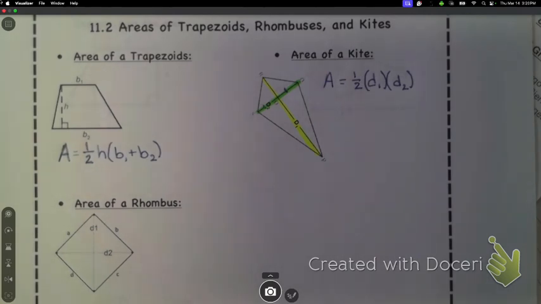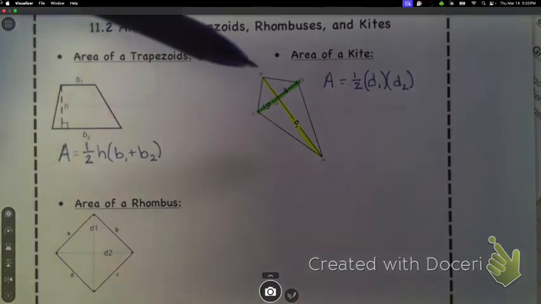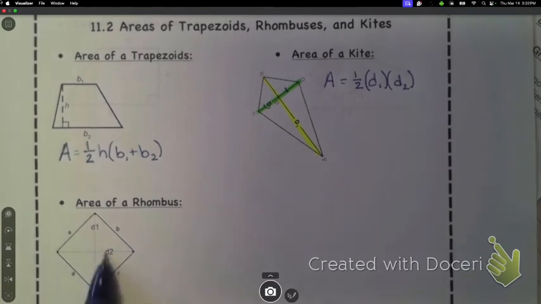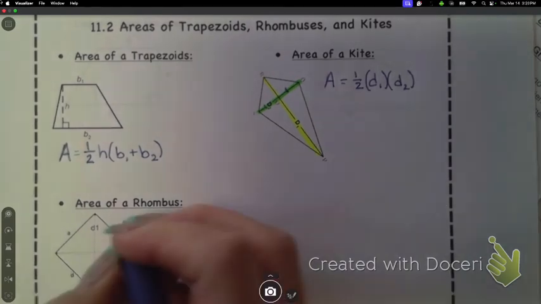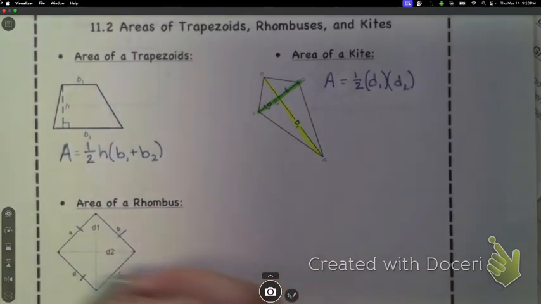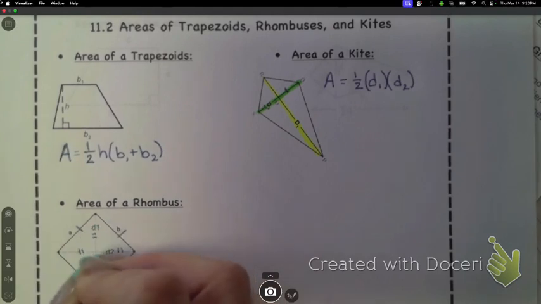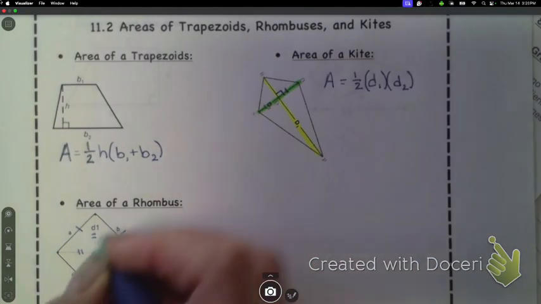So, are all squares rectangles? Yes. Are all rectangles squares? No. Okay, so are all rhombi kites? Yes, they are. But are all kites rhombi? No. Why not? What's special about a rhombus? All the sides are equal. All the sides are congruent, and all the diagonals are what? Congruent. And they meet in a right angle here. They also meet in right angle here.